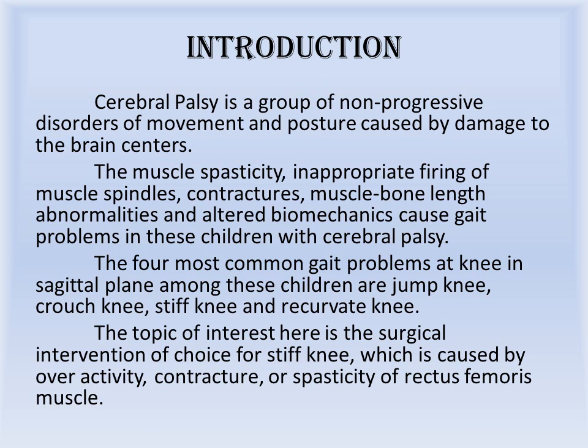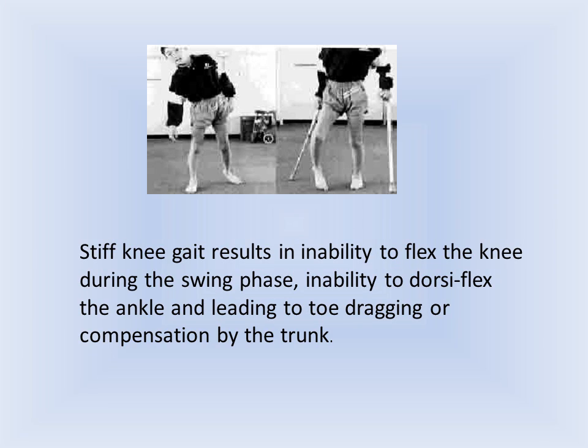Cerebral palsy is a group of non-progressive disorders of movement and posture, and muscle spasticity, contractures, muscle and bone length abnormalities, and altered biomechanics cause various gait problems in these children. Amongst the common gait problems at the knee joint are jump knee, crouch knee, stiff knee, and recurvatum knee. Stiff knee is caused by rectus femoris overactivity, and that is my topic of presentation.